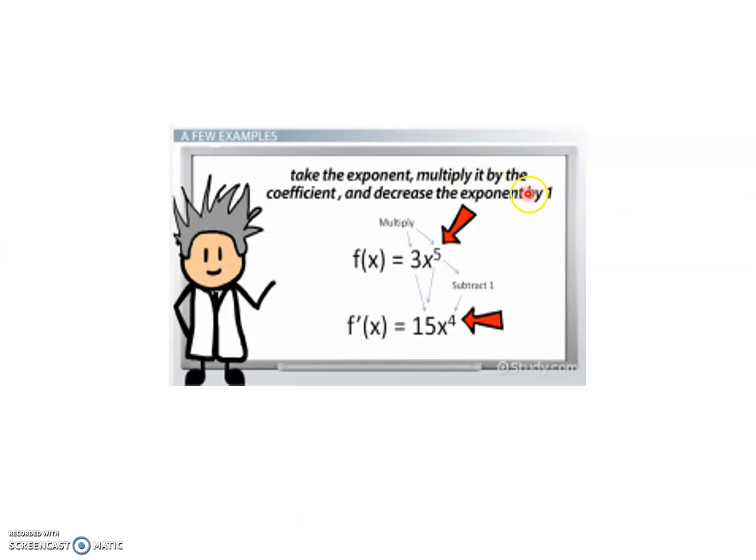Take the exponent and multiply it by the coefficient and decrease the exponent by 1. Means what? Suppose f of x is equal to 3 into x raised to 5. We have to apply x raised to n. Derivative of x raised to n is n x raised to n minus 1. That's why derivative of x raised to 5 is 5x raised to 4. 5 into 3, 15. So we derive the format.